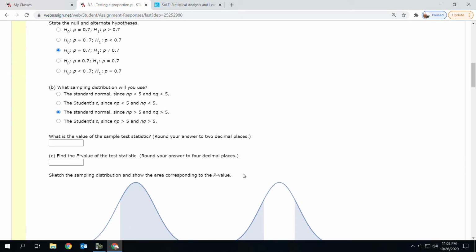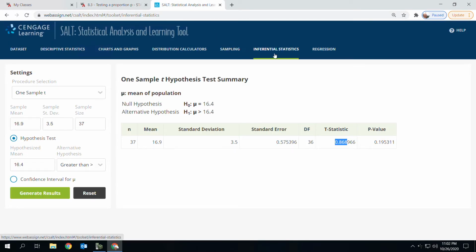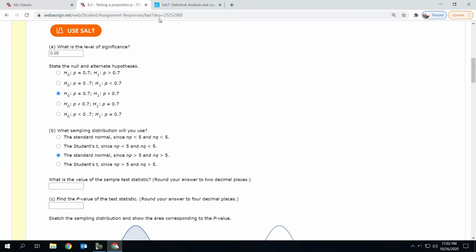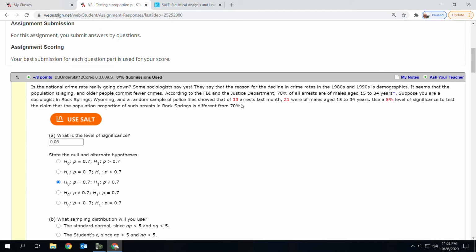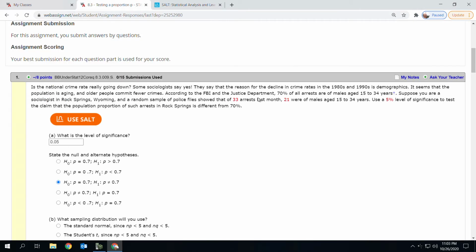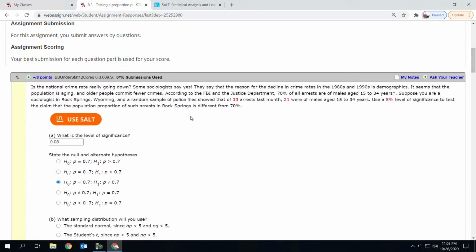The value of the sample statistic, we're going to go into SALT. I already have a tab open, so I'm just going to go in here. Inferential statistics. One sample proportion. Okay, so number of successes in our data, that was 21 out of 33. We're testing against 70%, and our alternative hypothesis is not equal to. We're testing different.